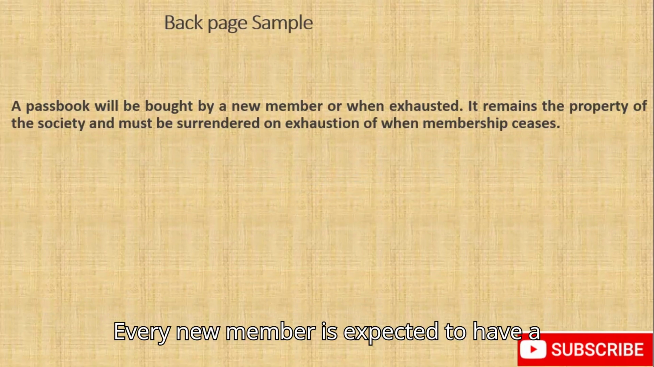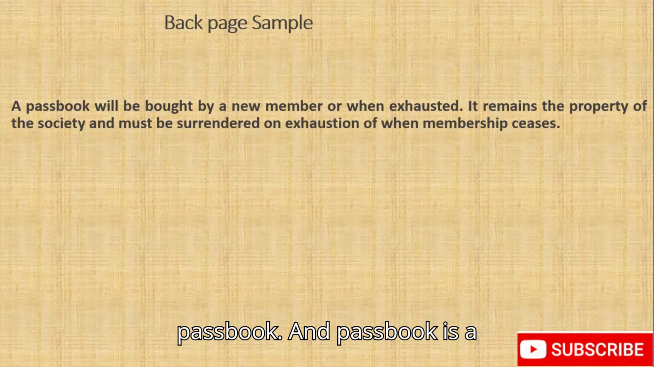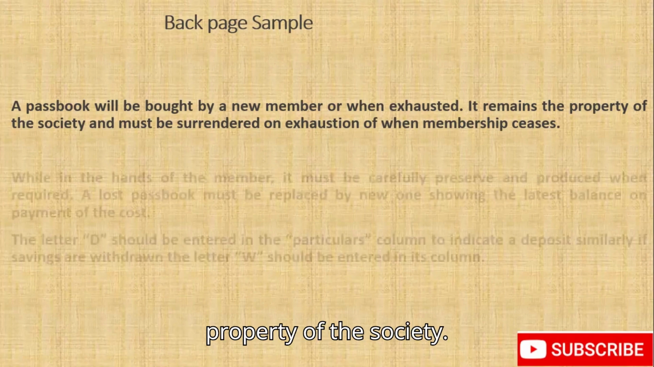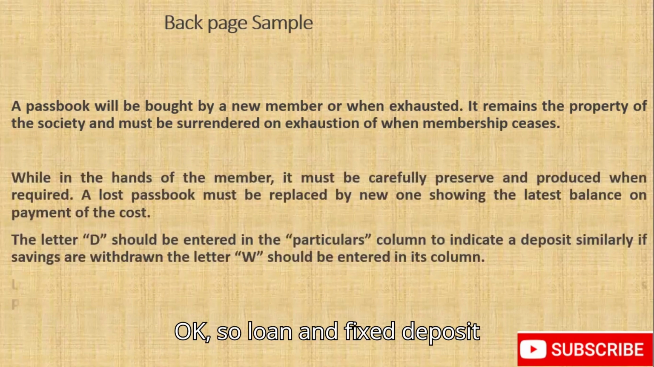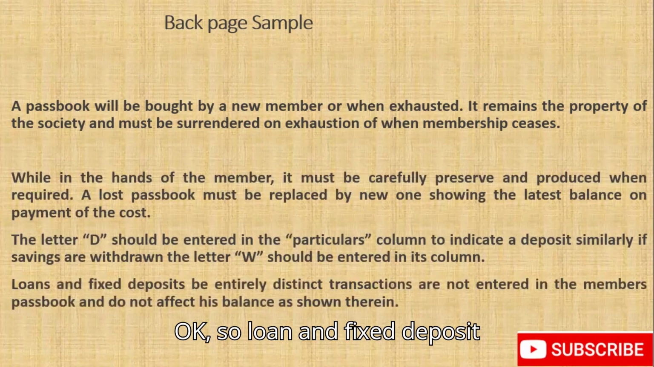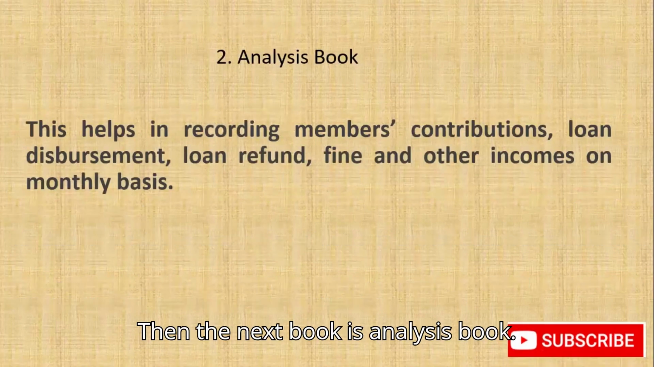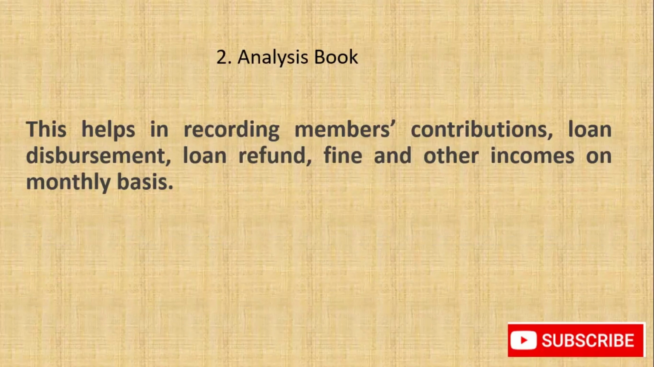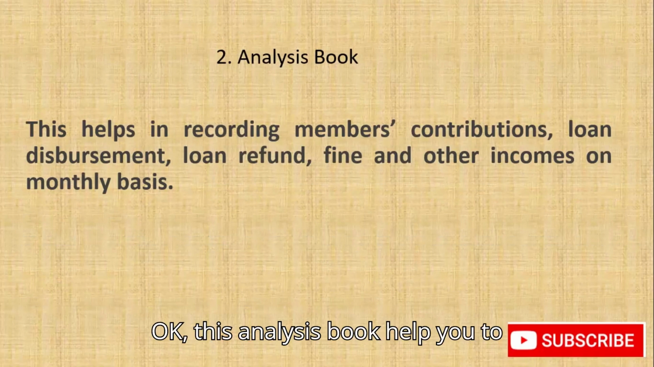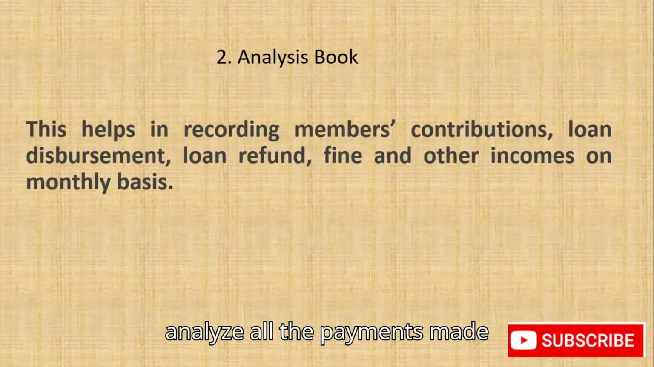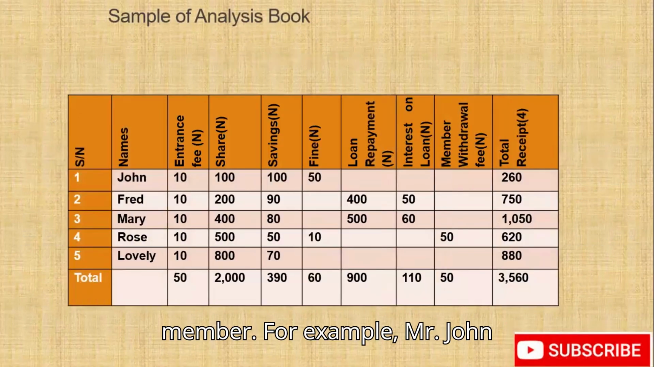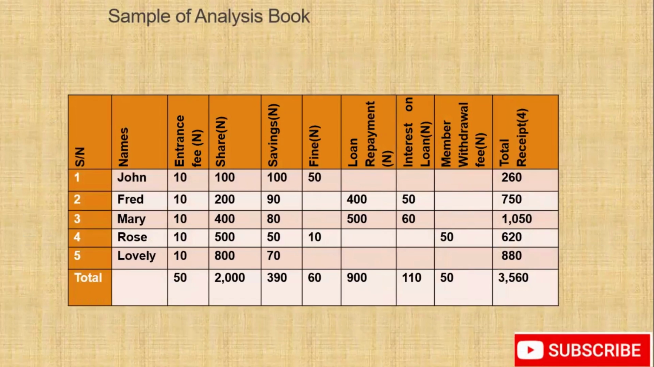Every new member is expected to have a passbook, and the passbook is a property of the society. Loan and fixed deposit are not part of the passbook transactions. Then the next book is the analysis book. This analysis book helps you to analyze all the payments made by the member.